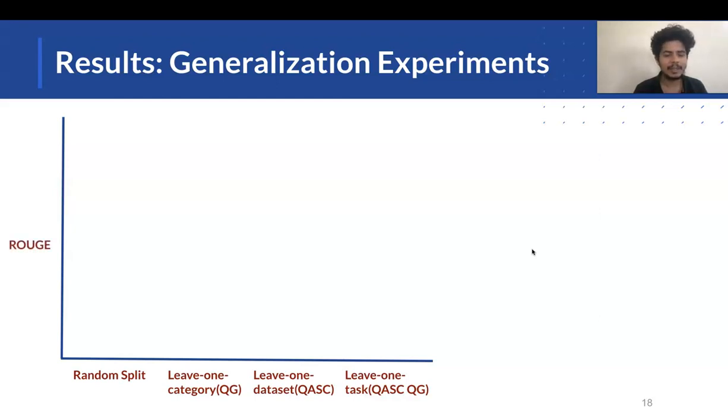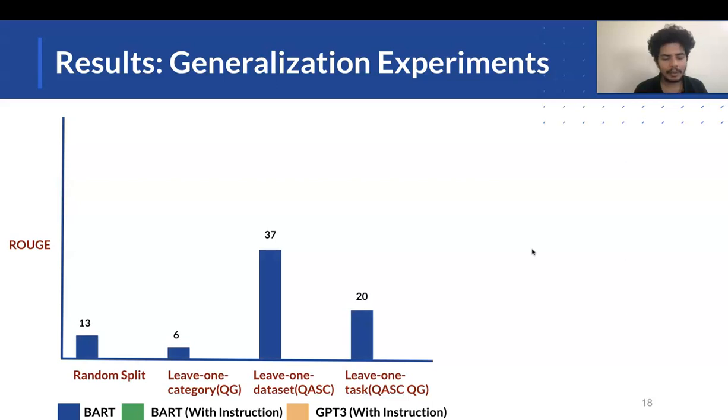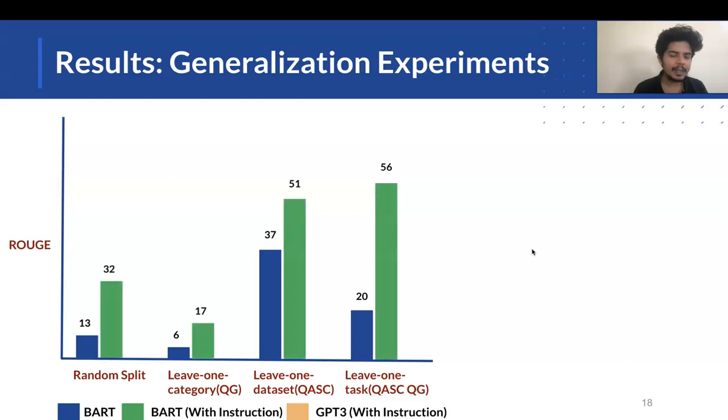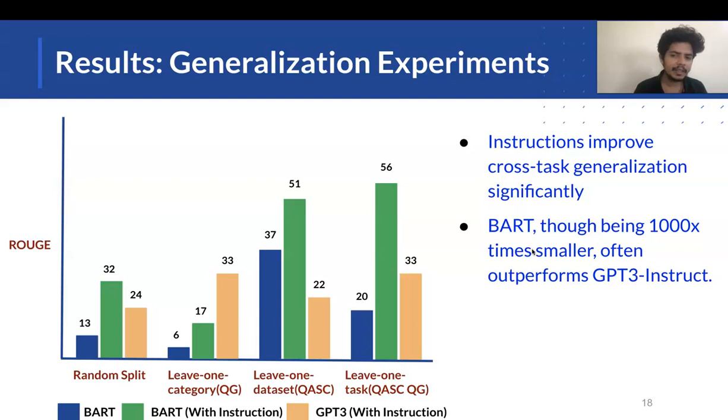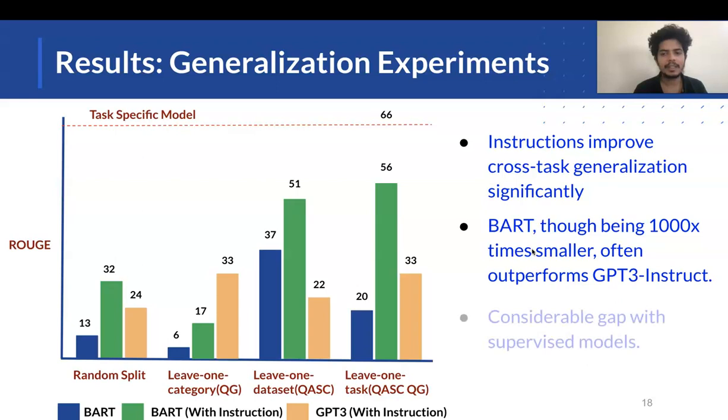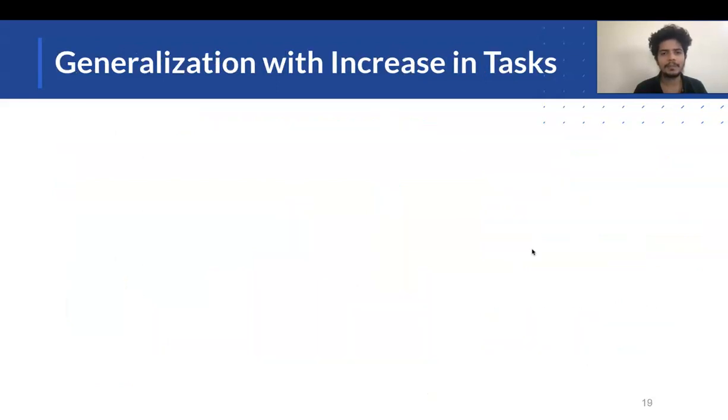We use ROUGE as the evaluation metric. The blue bar shows the BART performance in the regular multitask learning setup. The green bar shows BART performance in the instruction training setup. As you can see, instructions improve cross-task generalization significantly. We also have GPT-3 performance with instruction. We see that BART, despite being a smaller model, often outperforms GPT-3 instruct. And there is a significant gap between our model and task-specific model performance, showing the scope for future work.